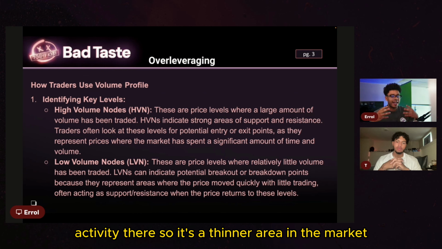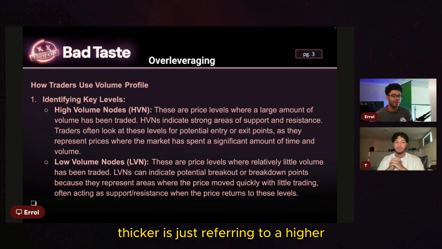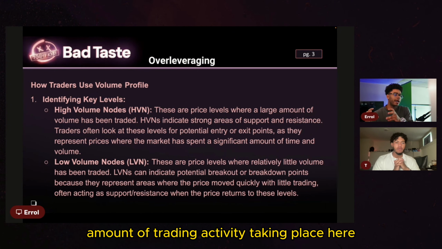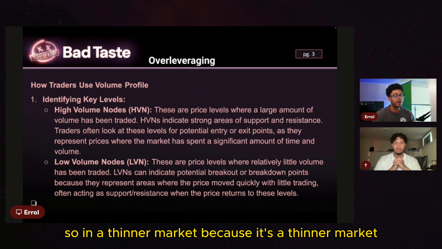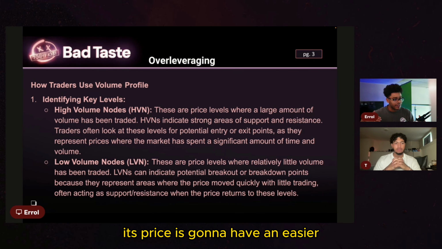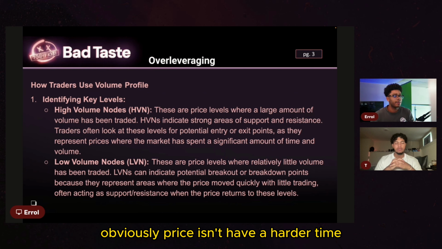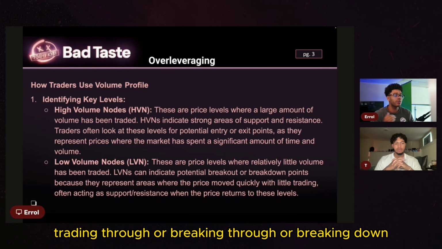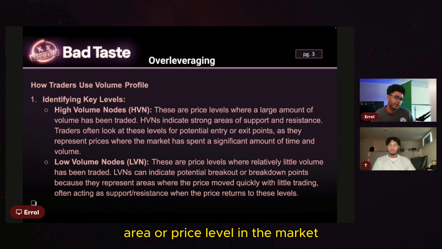So it's a thinner area in the market. Now, whenever I say thicker or thinner in the market, thicker is just referring to a higher amount of trading activity taking place here. Thinner just means there's a lower amount of trading activity taking place here. So in a thinner market, price is going to have an easier time driving through those areas, which makes sense because it's thinner. Obviously, price is going to have a harder time trading through or breaking down a thicker area or price level in the market. And it kind of makes sense.